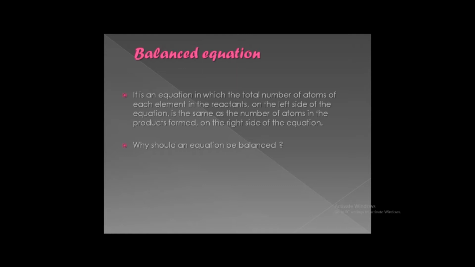Students, why should an equation be balanced? As we know, each equation follows the law of conservation of mass, or we can say conservation of matter, which states that matter is neither created nor destroyed in the course of a chemical reaction. Therefore, we balance a chemical equation. After balancing, we will observe that the mass of the reactant on the left-hand side is equal to the mass of the product on the right-hand side.